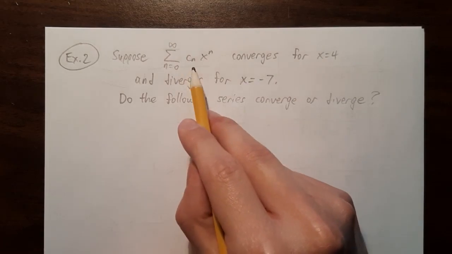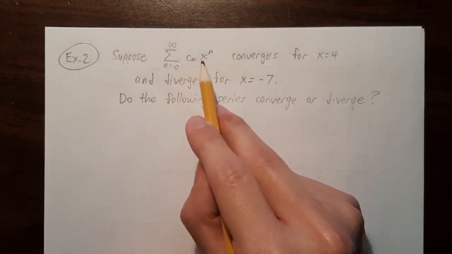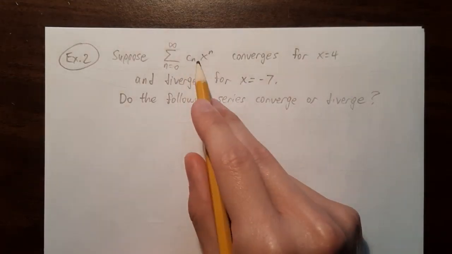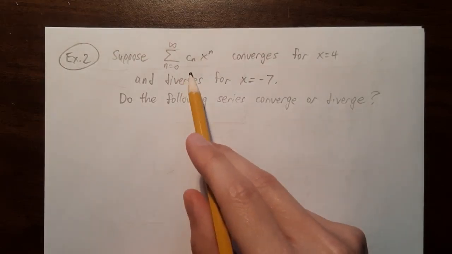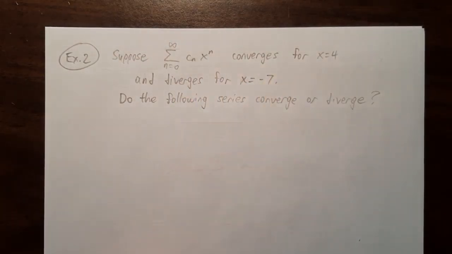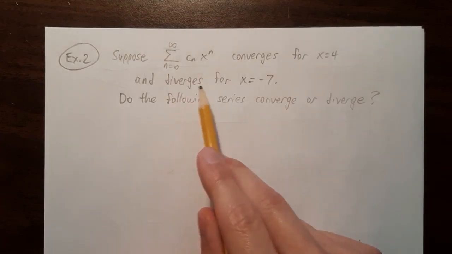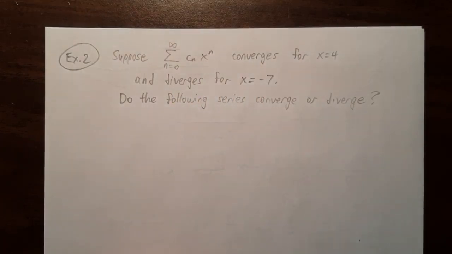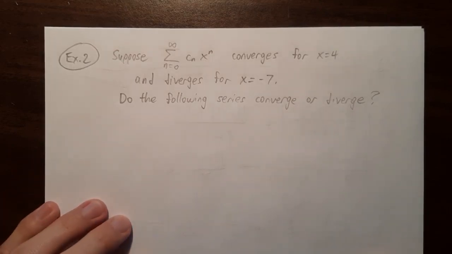Suppose we have some series, we don't know what its coefficients are. We know it's centered at 0, but we don't know what its coefficients are. So we have some sort of power series, and somehow we know that it converges if x equals 4. So if you plug in 4 for x, you get a convergent series. But if you plug in x equals -7, you wind up getting a divergent series. So the question is, just based on that bit of information alone, what can we say about the convergence or divergence of the following series?